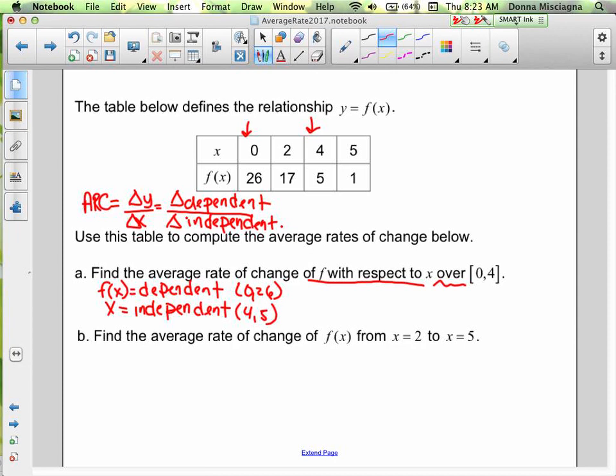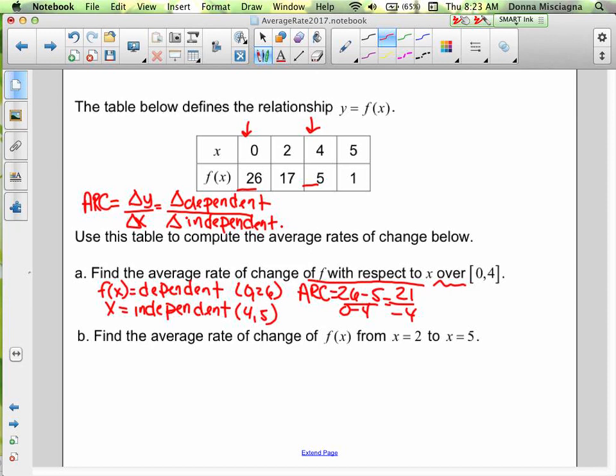So average rate of change is going to be 26 minus 5, because it's the change in y over the change in x. So it's going to be the 26 and the 5 in the numerator: 26 minus 5 divided by 0 minus 4. So it would be 21 divided by negative 4, and you can just leave it like that, negative 21 fourths.